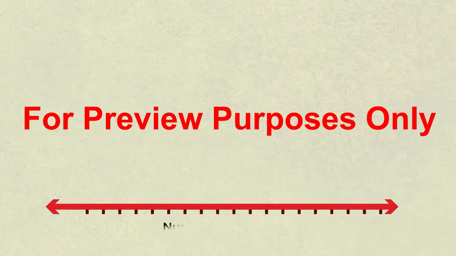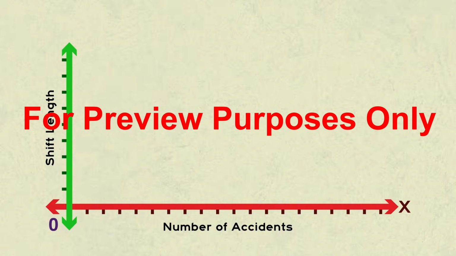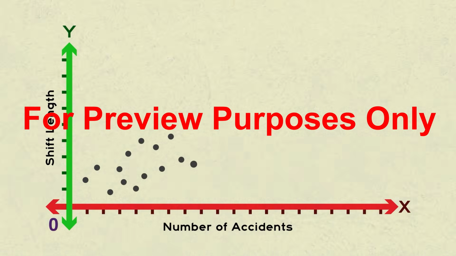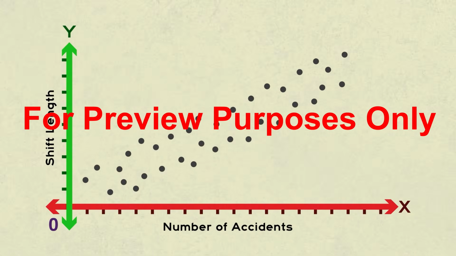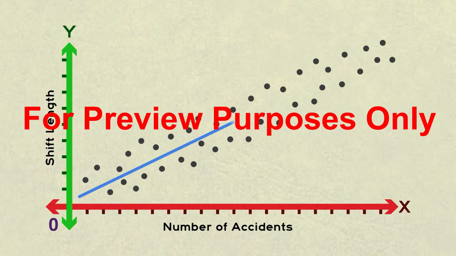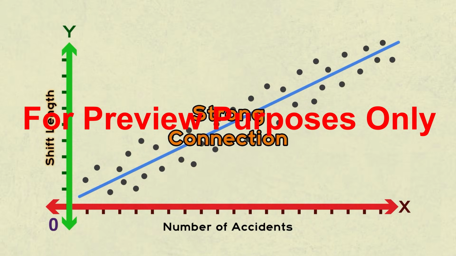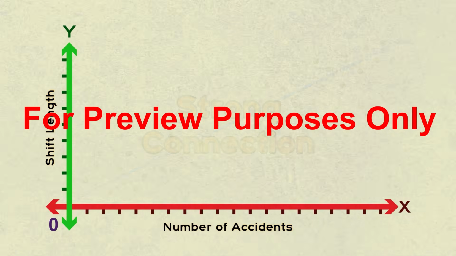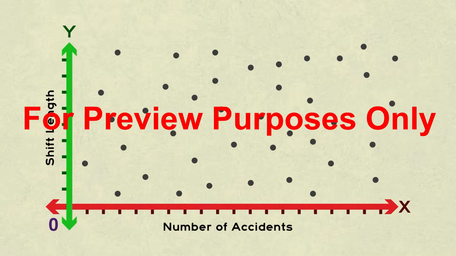To test this theory, they would create a chart with the number of accidents on the x-axis and the length of different shifts on the y-axis. Then they would plot points based on how many accidents occurred during each shift length. If a clear pattern such as a line or a curve is shown among the scattered data points, there is a strong connection between the length of shifts and the number of accidents that are occurring. If not, they might need to consider a different cause.